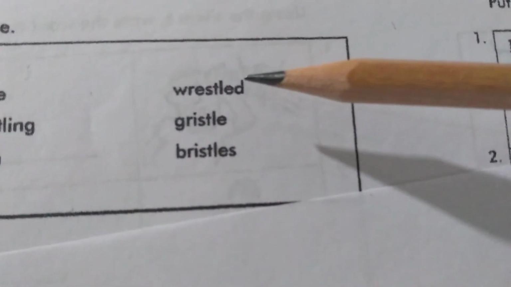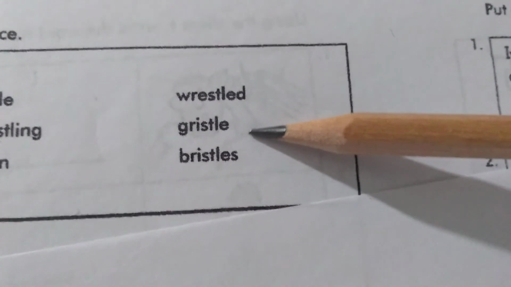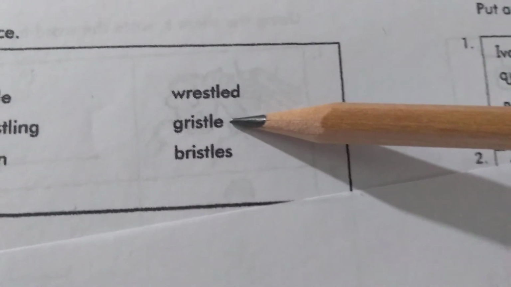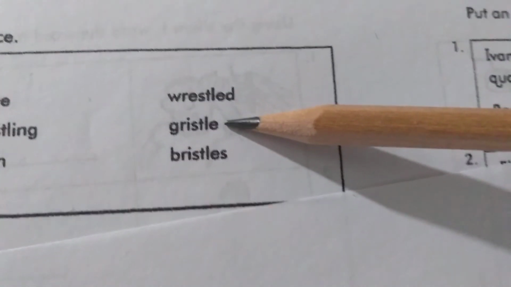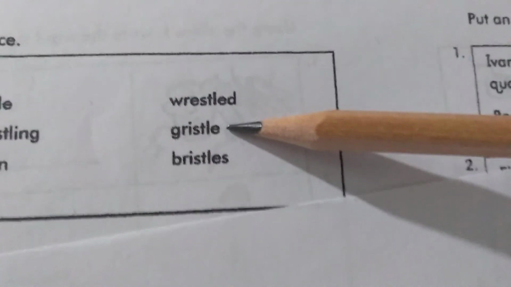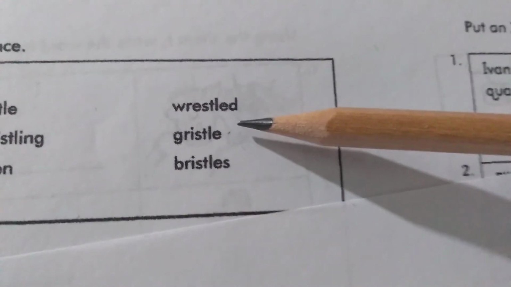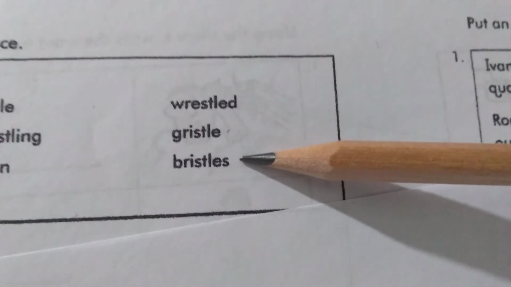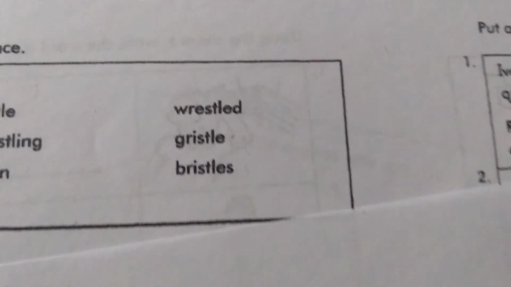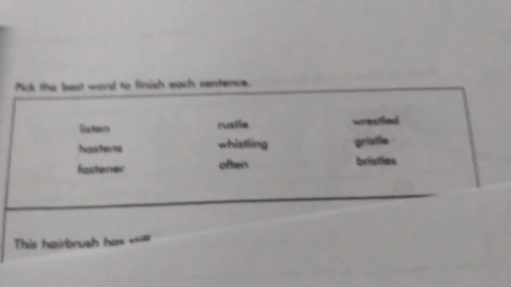All right, what about wrestled. Gristle, this is in the meat that we eat, it's tough, not bone, the tough part we call gristle, it's hard and a lot of Westerners don't eat gristle. Bristles in the brush, in your toothbrush you have bristles. All right, good job, I hope that helps you with the silent T.